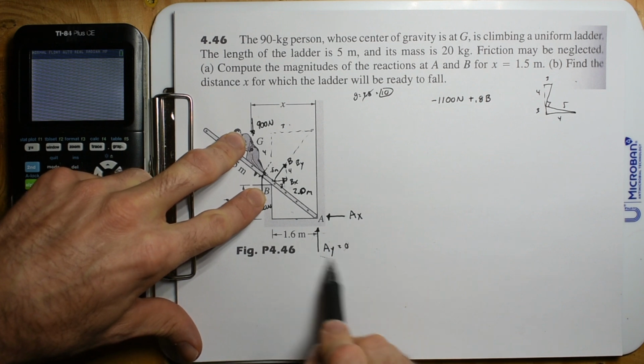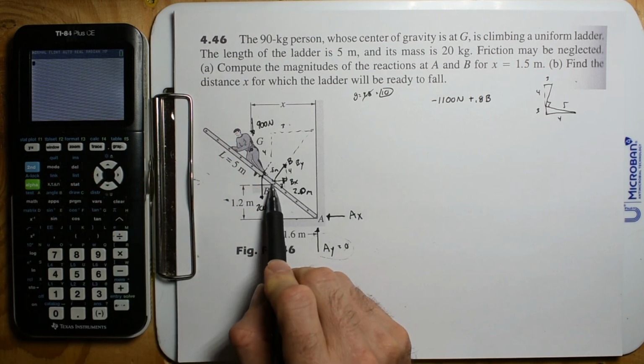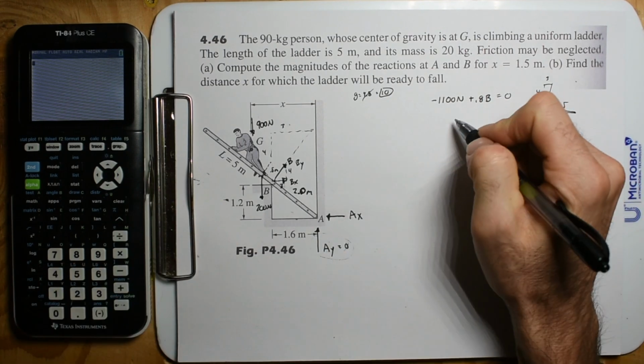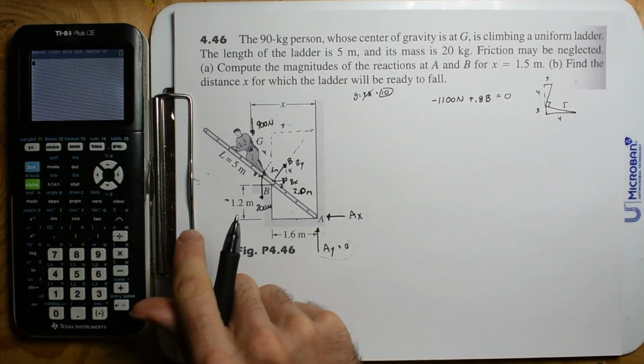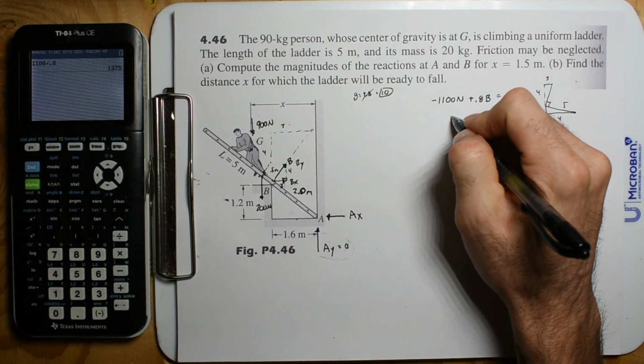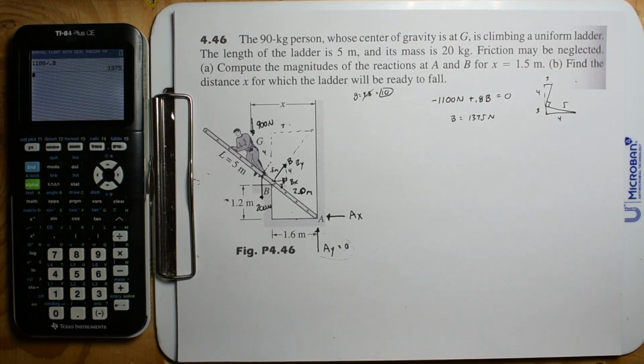And then this is 0. And then just this component at this point B is going to be up. So this is going to be 0. Might as well solve for B right now. So we're going to have 1100 divided by 0.8. So B is 1,375 newtons.